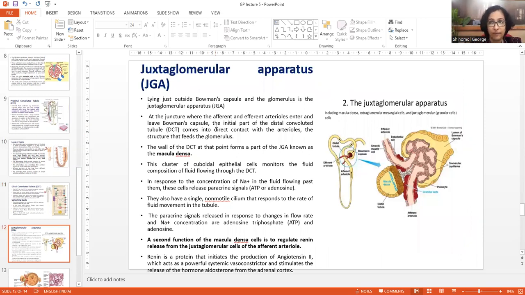Then the juxtaglomerular apparatus, so called because it lies just outside the Bowman capsule and the glomerulus, where the afferent and efferent arterioles enter and leave the Bowman capsule. The wall of the distal convoluted tubule at this point forms part of the juxtaglomerular apparatus. This cluster of cuboidal epithelial cells monitors the composition of fluid passing to the distal convoluted tubule. The second function is to regulate the renin release from the juxtaglomerular cells of the afferent arteriole.